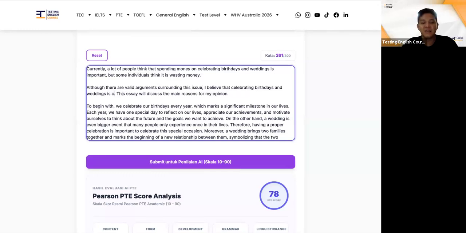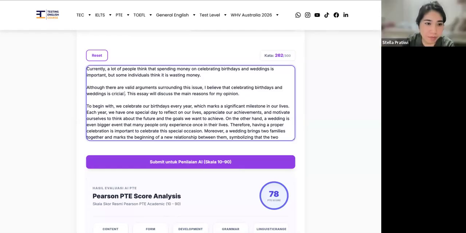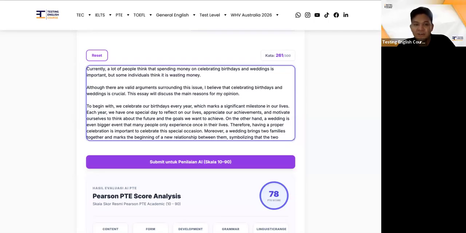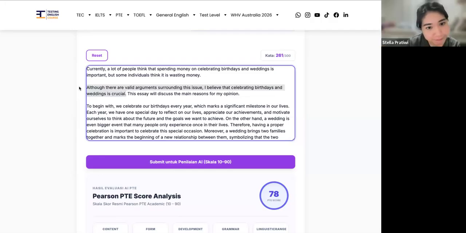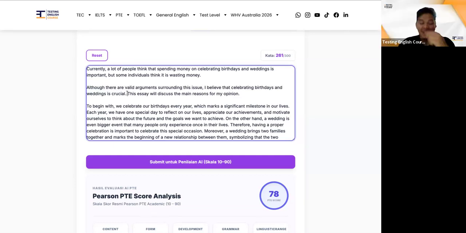Di sini kita bisa ganti crucial kalau mau, supaya nggak ulang kata, Miss. Oh iya, oke. Atau essential. Kalau Miss mau ganti essential, crucial. This essay will discuss the main reasons for my opinion. Oke. Di sini kalimat apa, Miss? Kompleks. Kompleks, betul.